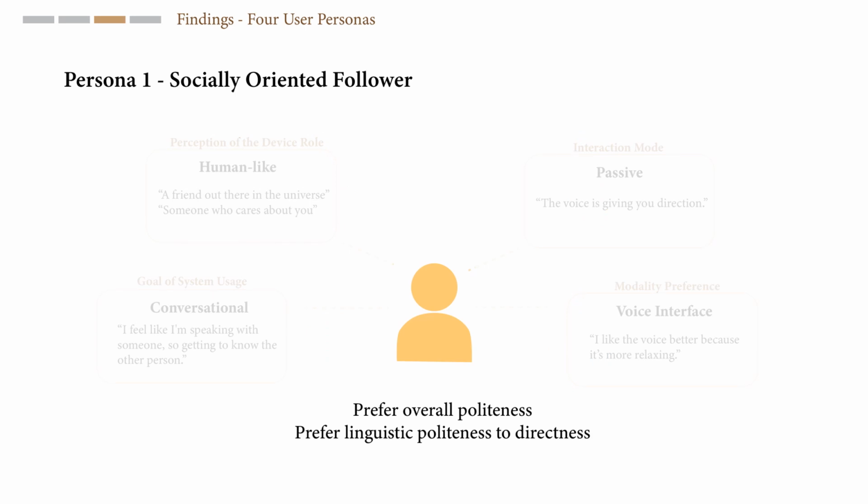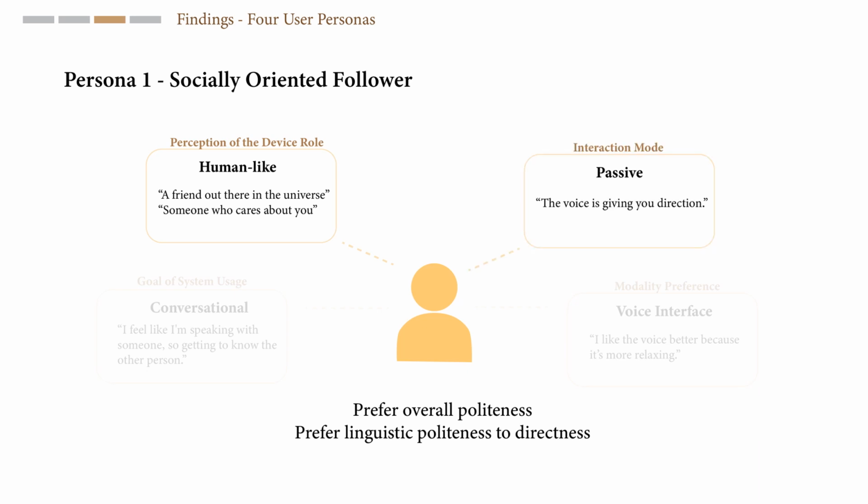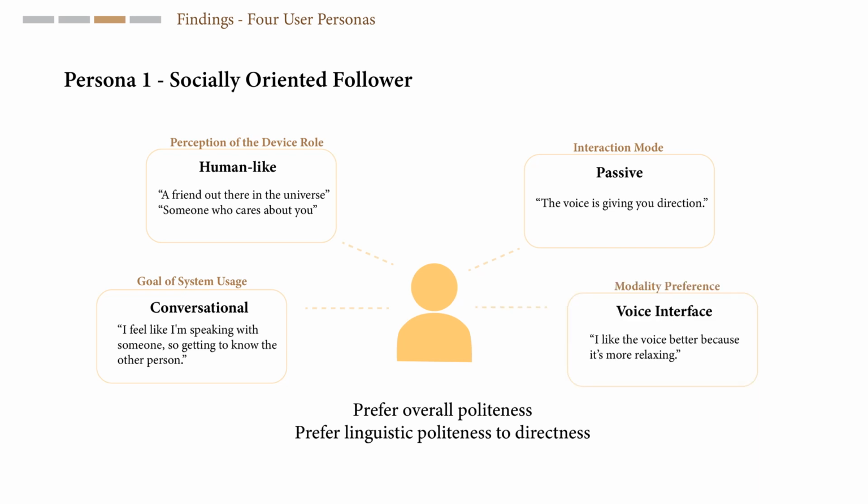The first persona is socially oriented follower. They have a positive view towards the overall polite system while preferring linguistic politeness over directness. They view the system as human-like and describe the system as a friend or someone who cares about you. They tend to have a passive interaction mode and always follow the system's guidance. They also focus on the conversational experience of using the system rather than functional goal. And they preferred voice interface over touchscreen, describing that voice interface is more relaxing.